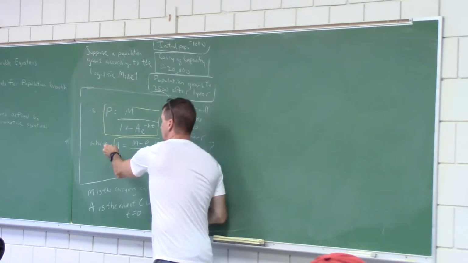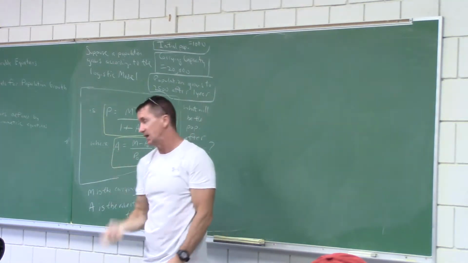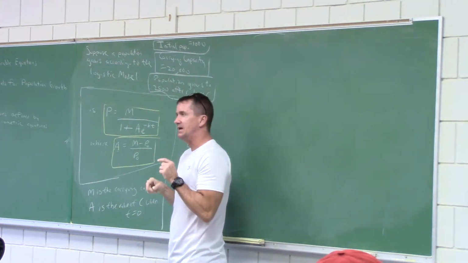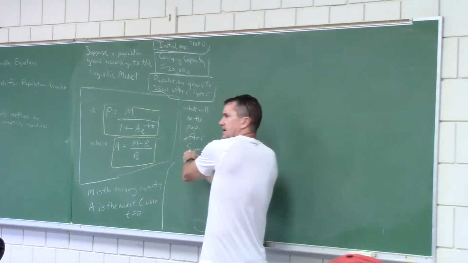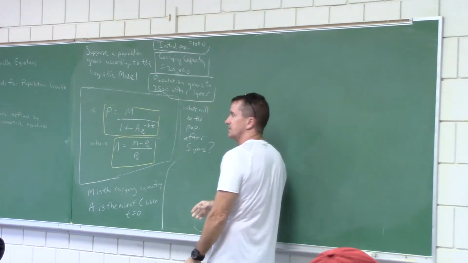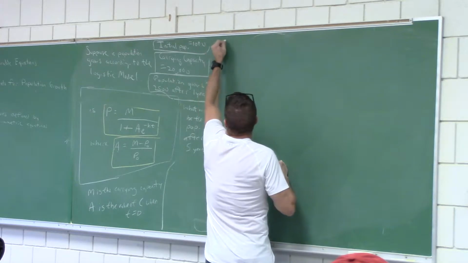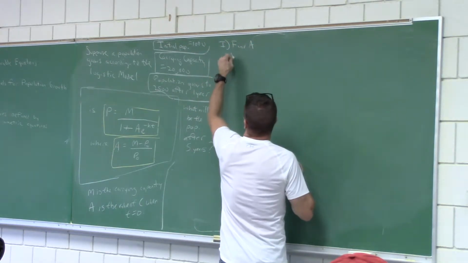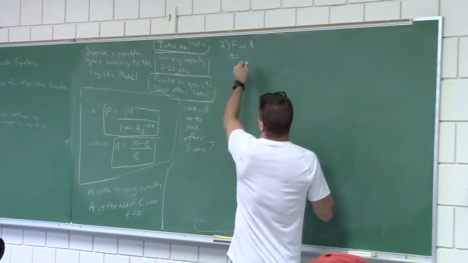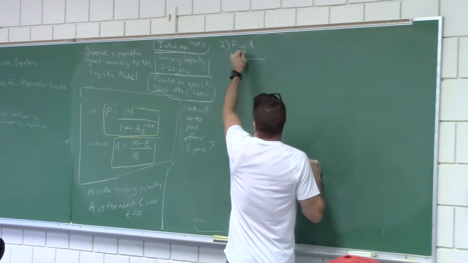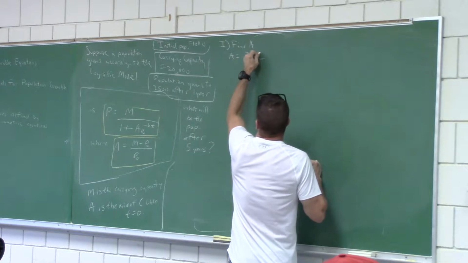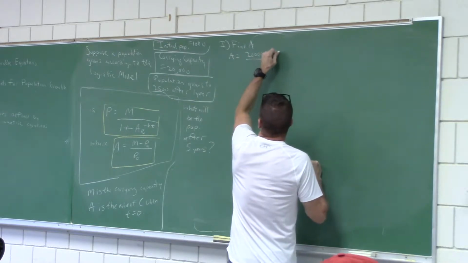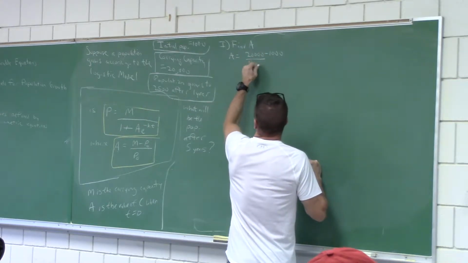Step 1, let's find A. Step 2, let's find constant K. And then step 3, just plug in 5 into our model. Sound good? Step 1, find A. I don't think you'll find it hard, but if you do, let me know if you have questions. What's A equal to? What's the M? 20,000. 20,000 minus 1,000, all over 1,000. What is it?